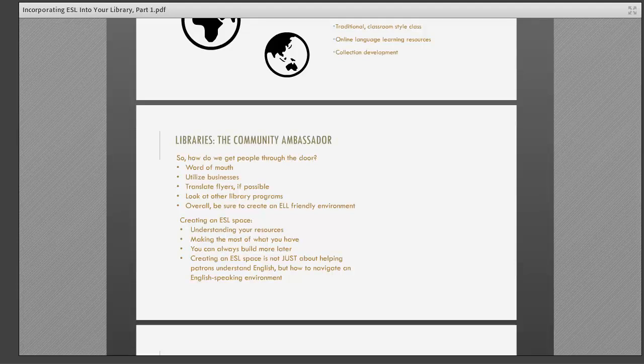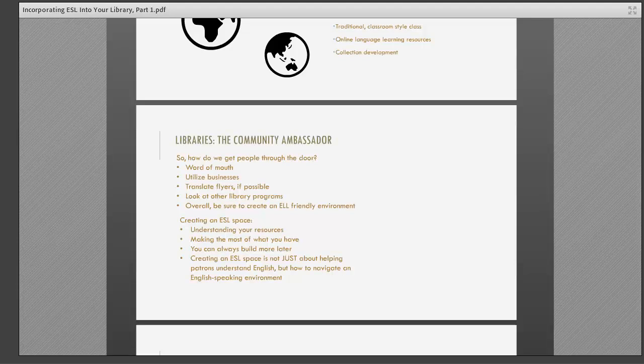We want to create a space that's not just about helping patrons speak and understand English, but also how to navigate an English-speaking environment. And if you want to get people through the door, you want them to know that there's also a space for them as well. And communicating that through signage is a really, really good way to do that.